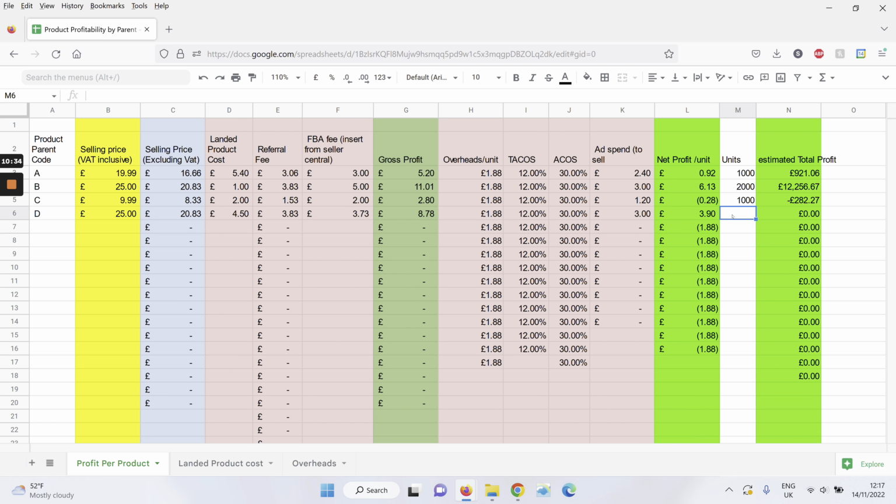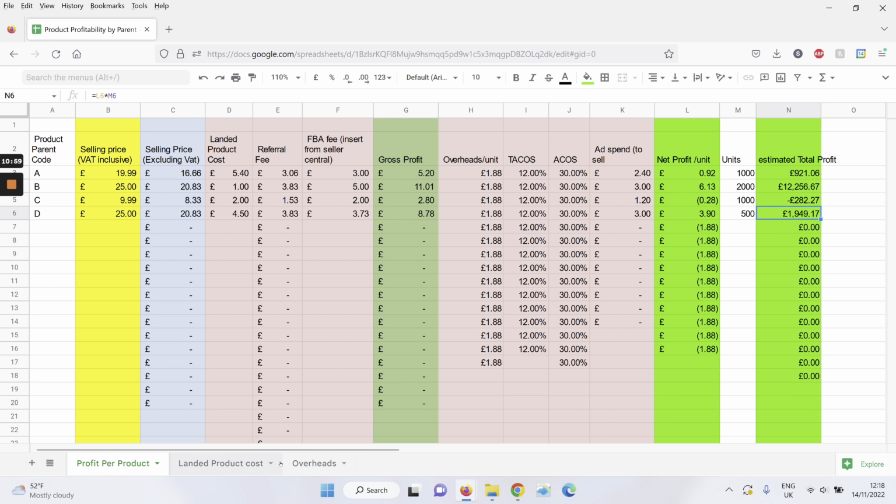Now you insert in here, let's say you have 500 units to sell. So overall, by selling this product, purchasing this product at £4.50 and selling it at £25, you would be overall making £1,949. Okay, estimated total profit. Now, how long it takes to sell, that's a separate story.